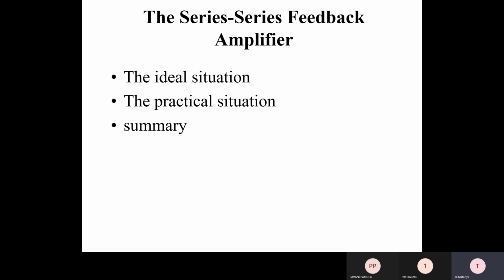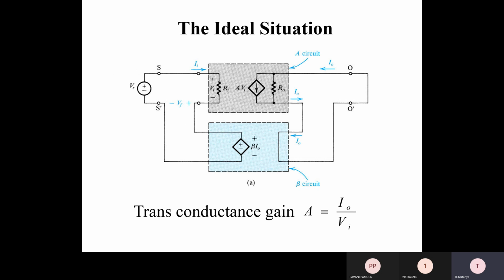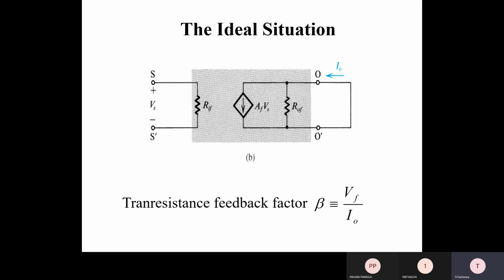So what is this? A series and series. See here, we cannot have a split up. Here the path IL is passing through the series network to the output as well as the feedback. The feedback is A equal to beta into I naught. Here also a series connection appears. The ideal situation: RIF, AF into VS. The ideal situation diagram.